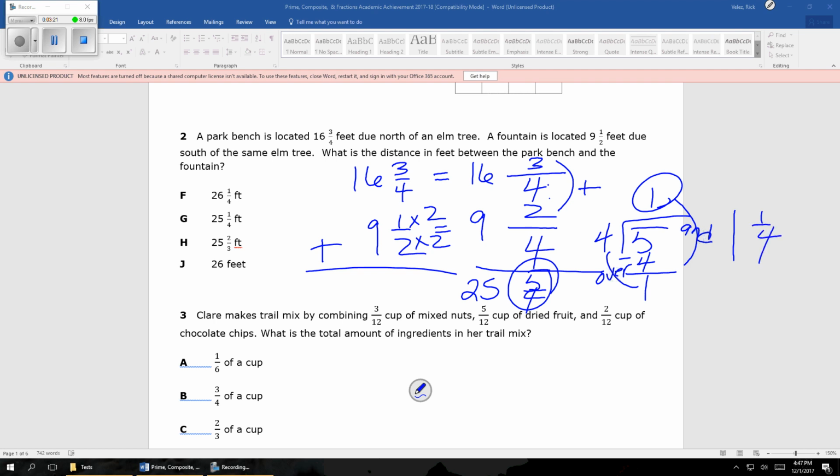Don't forget you have this little thing, this little puppy hanging out over here, the 25. You're adding them together, that's 26 and 1/4. That is your answer. F.